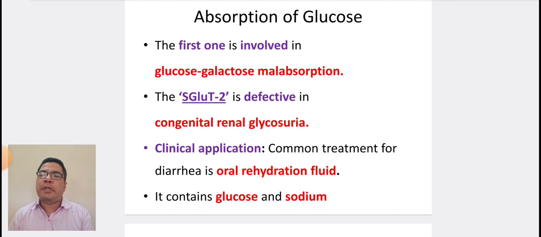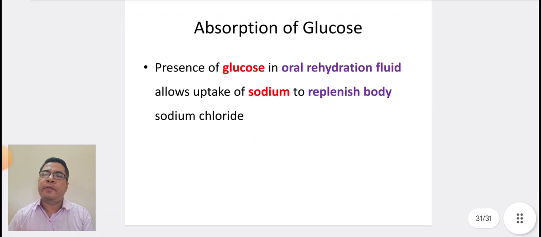Coming to the clinical application, a common treatment for diarrhea is oral rehydration fluid. It contains glucose and sodium. The presence of glucose in oral rehydration fluid also allows uptake of sodium to replenish body sodium chloride.